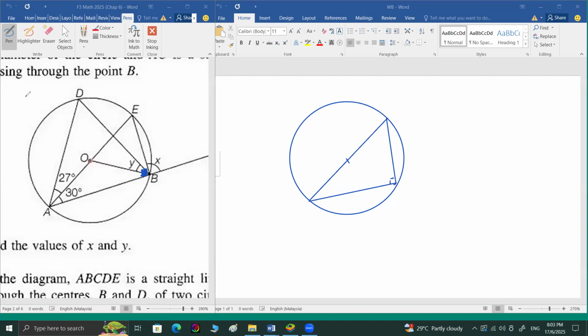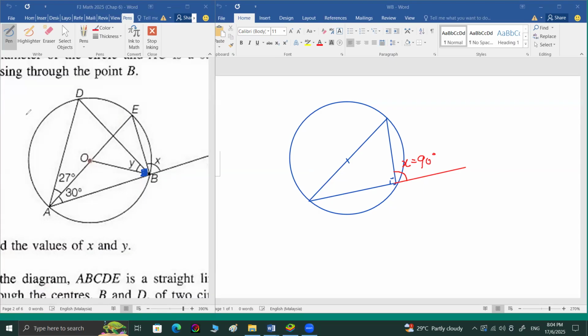After that, the line here is extended outside to get the x here. So x is 90 degrees. Okay, very good. Can all of you follow? See the semicircle, yeah? Okay, after that, how are you going to get y?